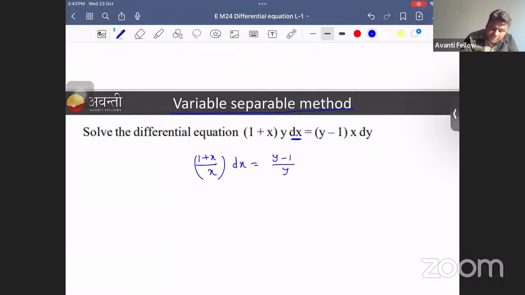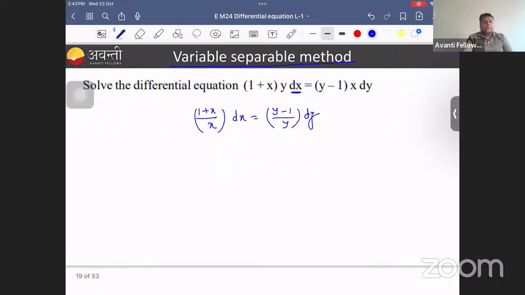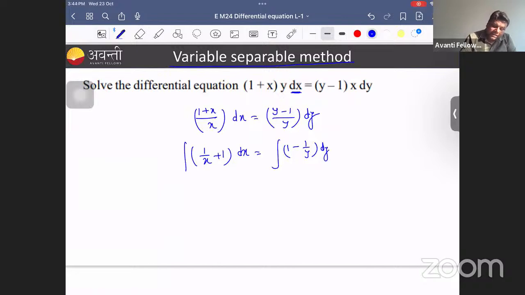Y minus 1 upon y dy. Am I clear? So it is 1 by x plus 1 dx is 1 by y, just a moment, is y minus 1 by y, 1 minus 1 by y dy. Now integrate it on both sides.